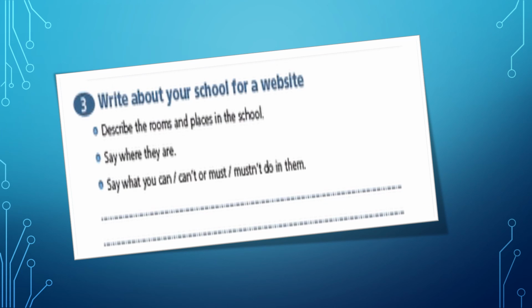Let's move to exercise 3. As you see here, we have a question in which you are going to write about your school for a website. Describe the rooms and the places in the school. Say where they are. Say what you can, can't, or mustn't do in them.